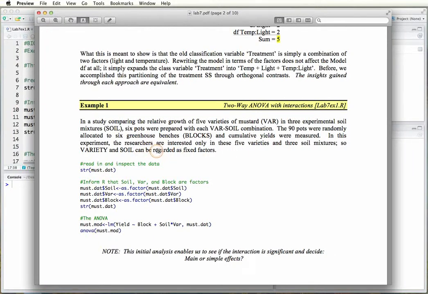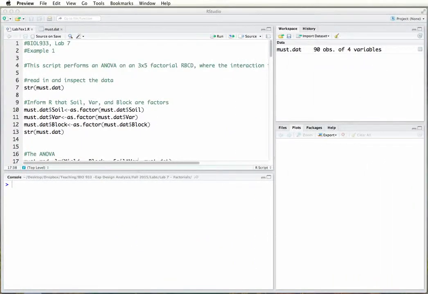In this particular experiment, we are interested only in those 5 varieties and only in those 3 soil mixtures. Our conclusions will not extend beyond those to things not included in the study. So we regard both variety and soil as fixed factors. So let's go ahead and I brought that into our studio here.